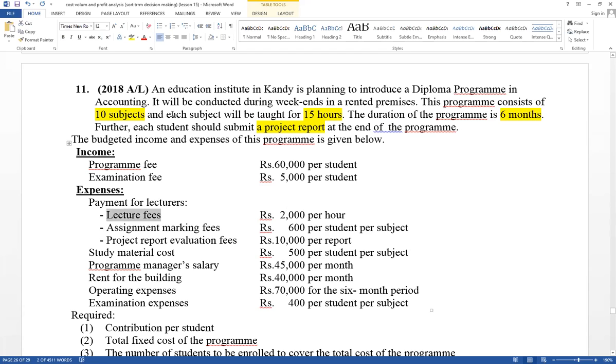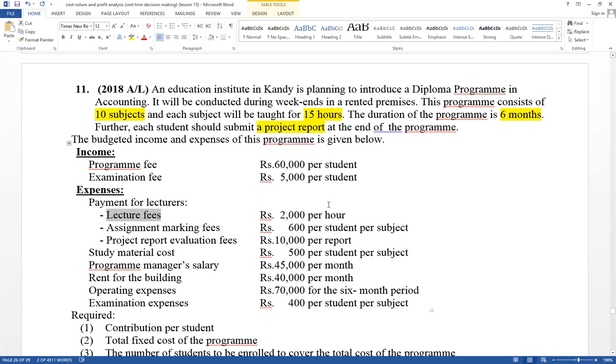It has been given here that each subject will be taught 15 hours, and there are 10 subjects available. Therefore, lecture fee is a fixed cost. Total value should be calculated. How to calculate? 2,000 into 15 into 10. Total fixed cost. It does not vary with the number of students.